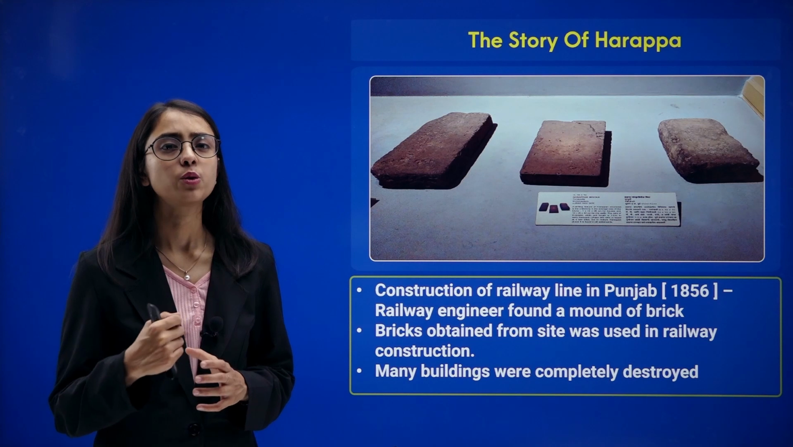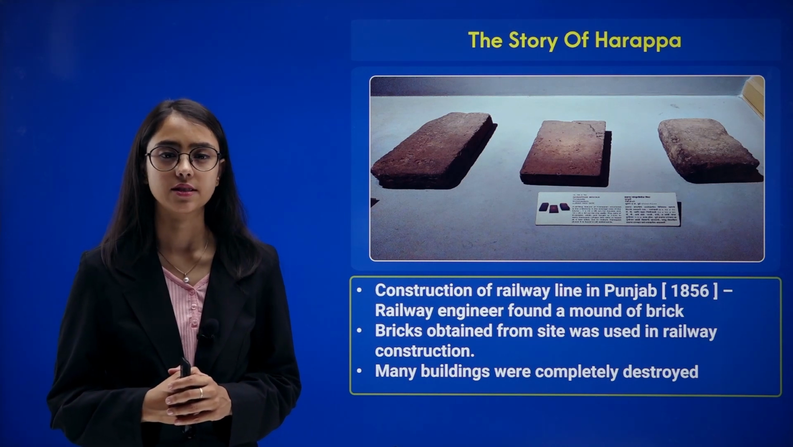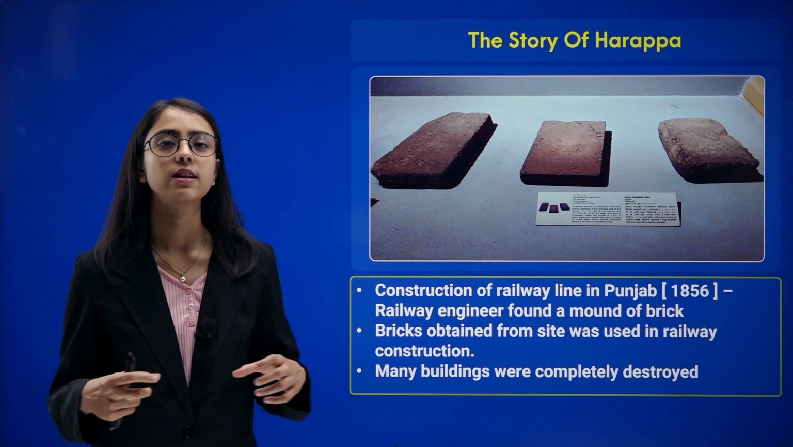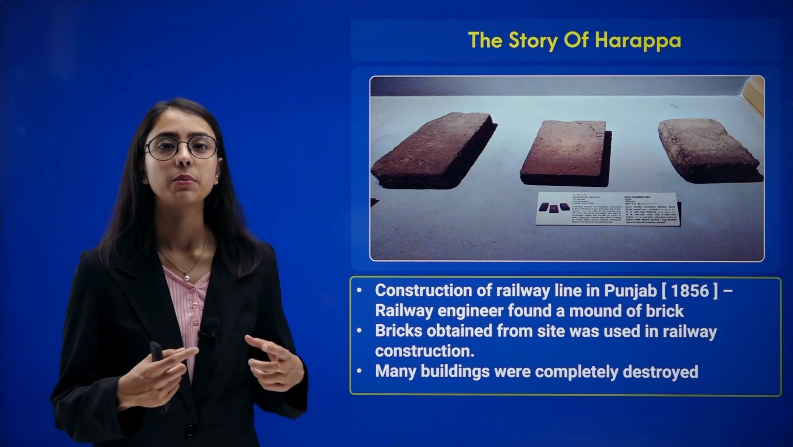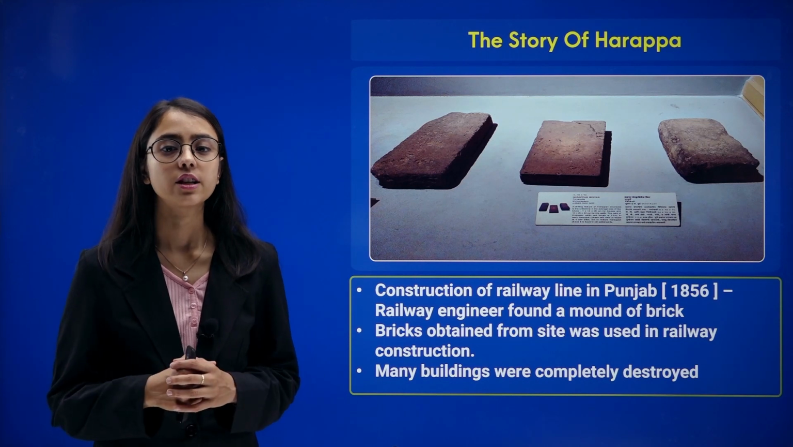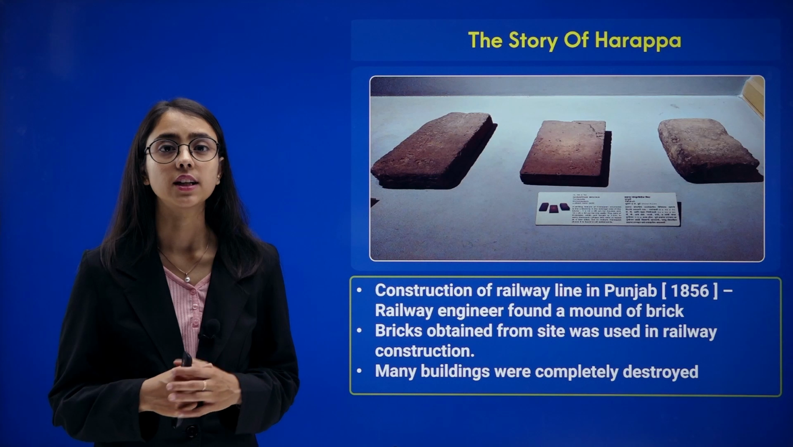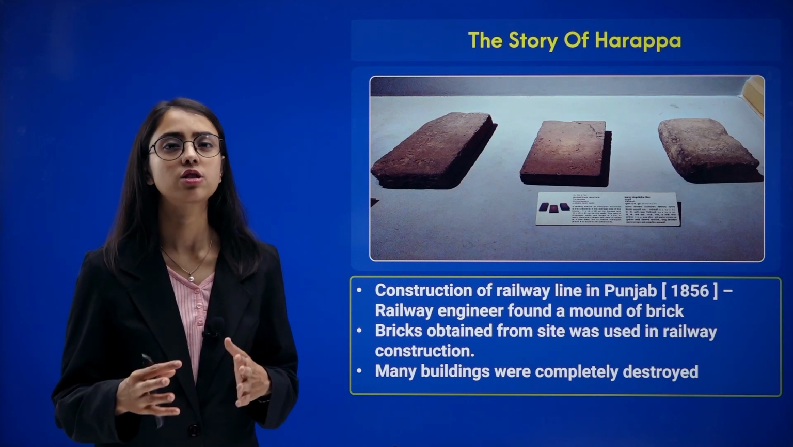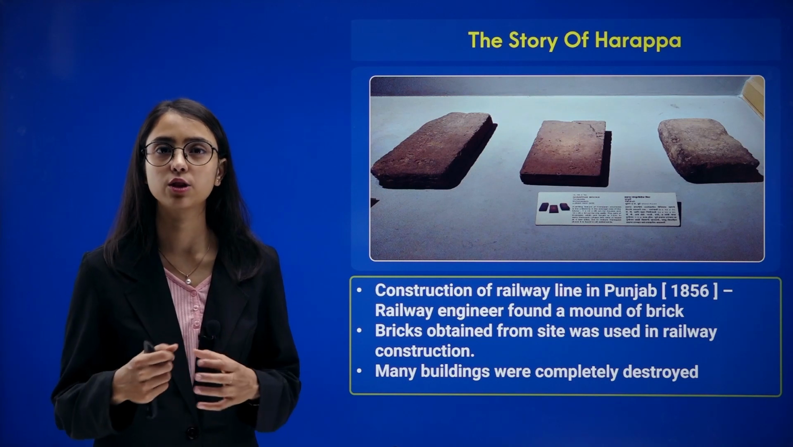So how do we know about this Harappan civilization? In 1856, there was a railway line construction going on in the state of Punjab. While developing that railway line, the railway engineer found a mound of bricks. He observed that these bricks did not belong to that era. They were not the same as the bricks that were used in that era.